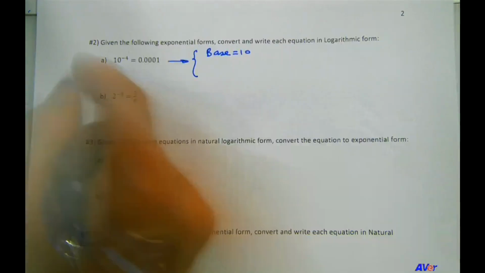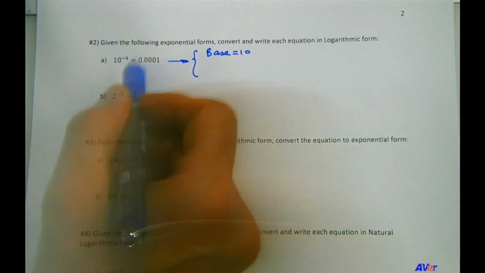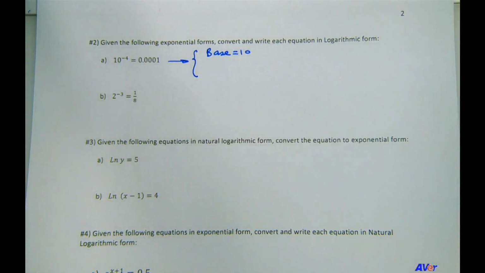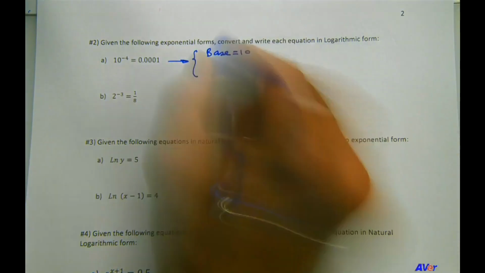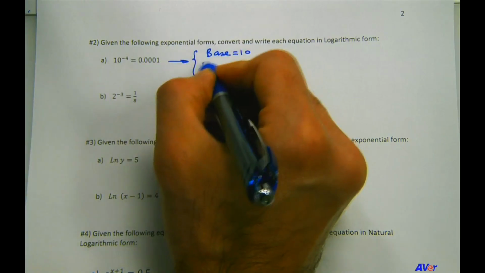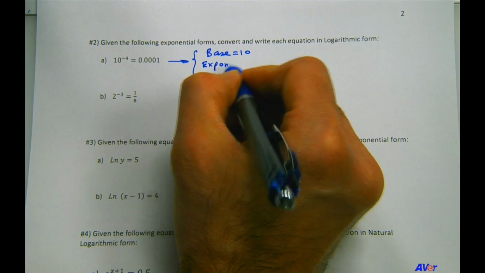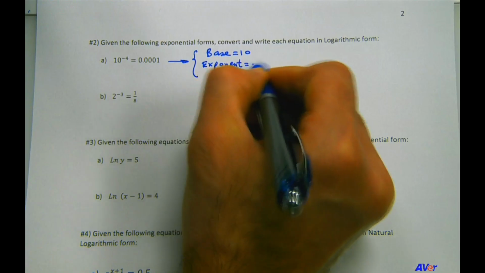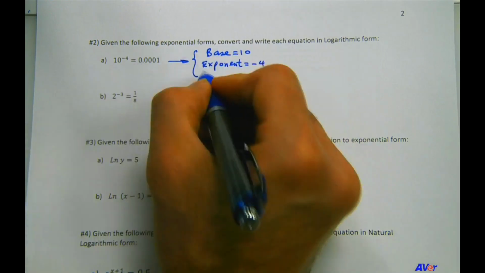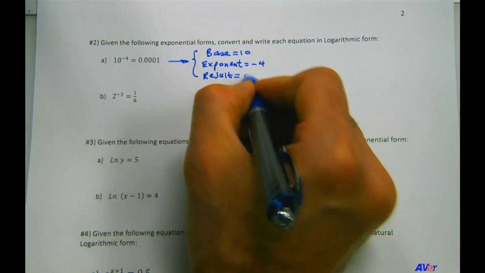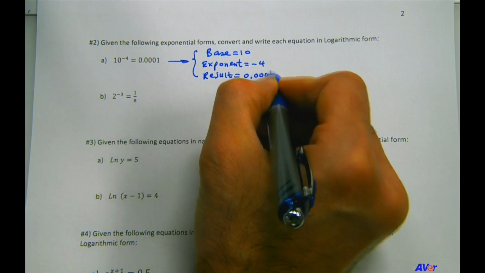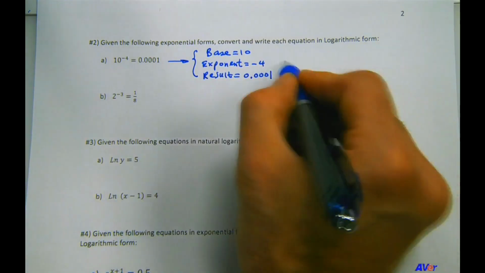But if you're comfortable with this, you can immediately write down the logarithmic form for this exponential form. But in case you have questions here, I hope this will clear it. So base equals 10, the exponent is equal to -4, and the result is 0.0001. Okay, so now let's convert it.